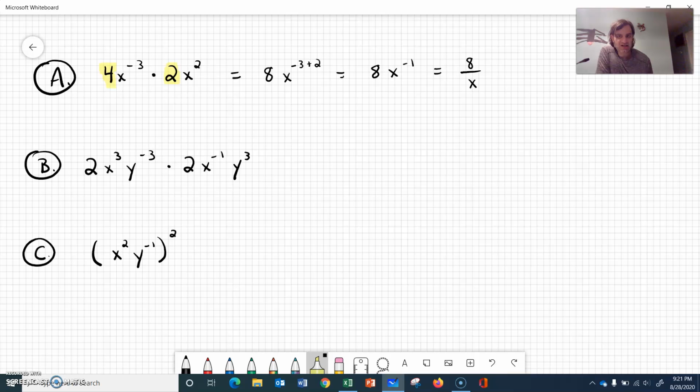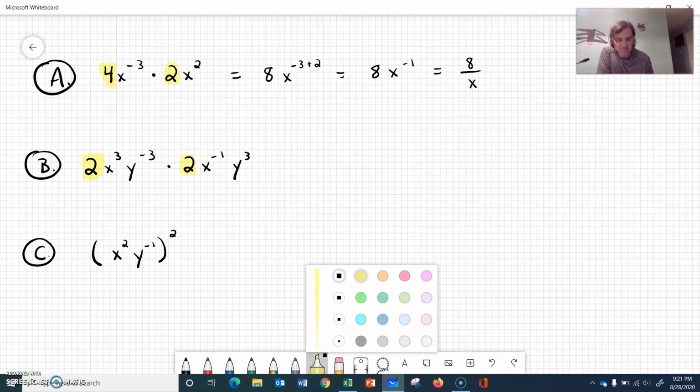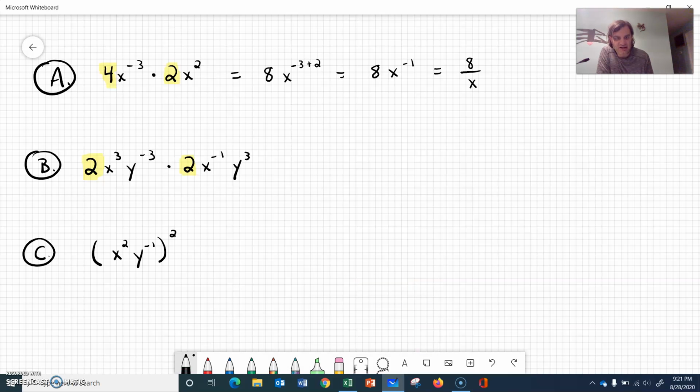Okay. The second one is two expressions again. It's 2x cubed y to the negative 3, and then that's times 2x to the negative 1 y cubed. So we can multiply like things together. Let's multiply the 2 and the 2 together, and that will give us 4. And then we want to say, well, there's an x.